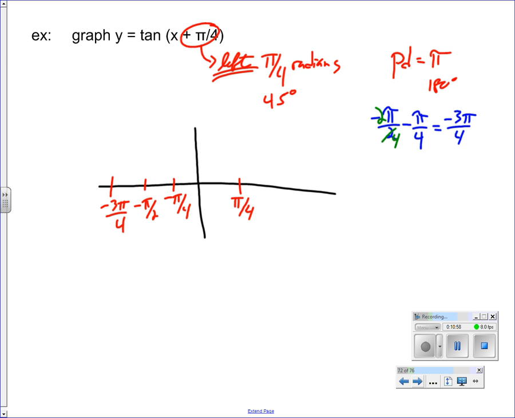Right, so all we're doing here is taking the original graph and shifting it to the left, pi over 4. So we're still starting, ending at an asymptote. There's no change in the vertical stretch, no vertical stretch or shrink. So we're still negative 1 and 1 for our A values. And we're going to graph the same way, following the same pattern. We have the asymptote, negative A, 0, positive A, and the asymptote.